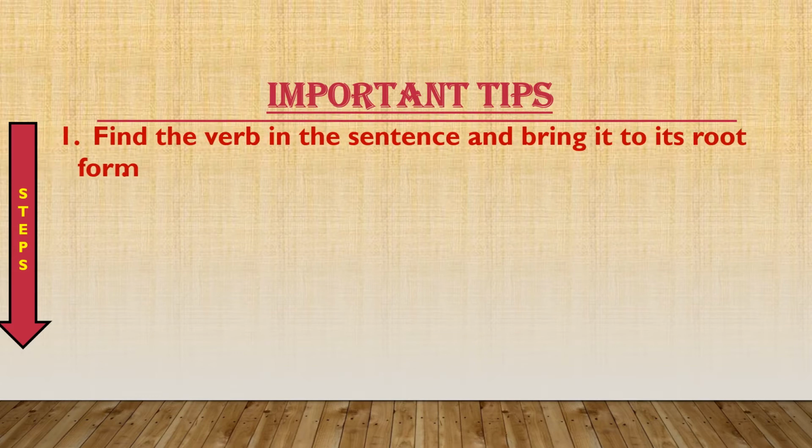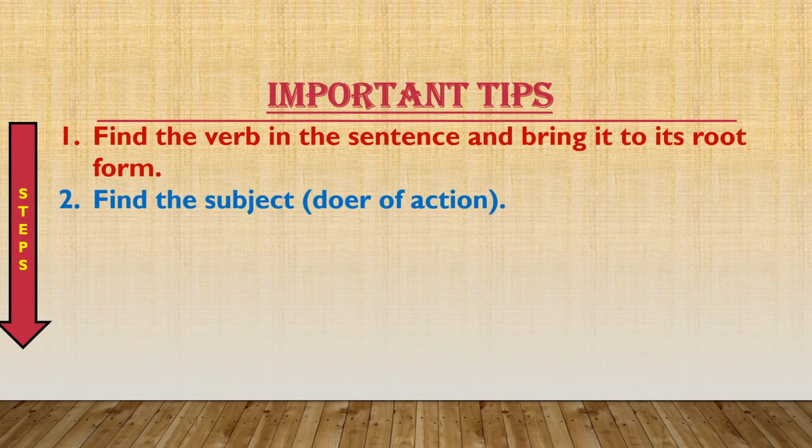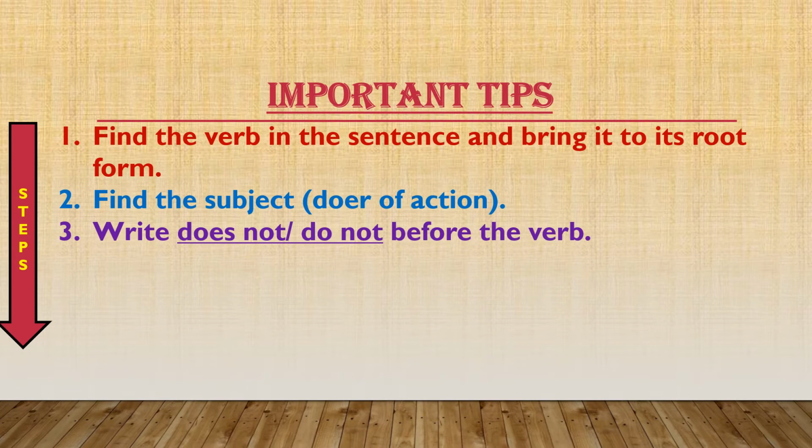The first step. Find the verb in the sentence and bring it to its root form. Find the subject. I hope you remember what a subject is. Subject is the doer of action. Find the subject and observe it. Identify whether it is singular or plural. Write does not or do not before the verb. But how do we use does not and where do we use do not? It all depends on the subject.